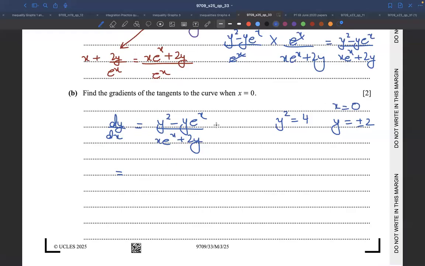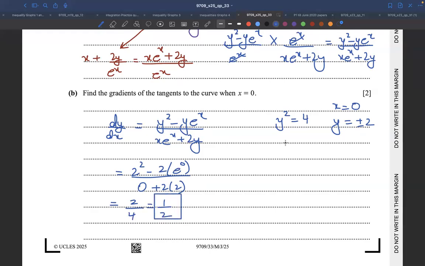So let's put x as 0 and y as positive 2. So this will be 2 squared minus 2 into e power 0 divided by, so this x is 0, plus 2 times 2. So this answer would become 4 minus 2, that is 2 upon 4. So this will become 1 upon 2. So one of the gradients will be 1 upon 2.